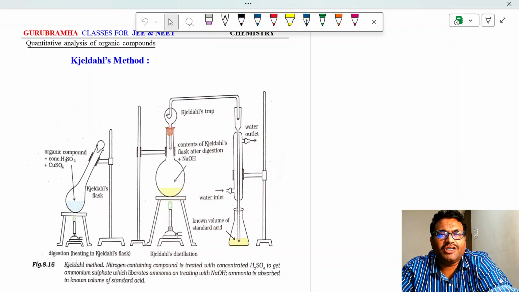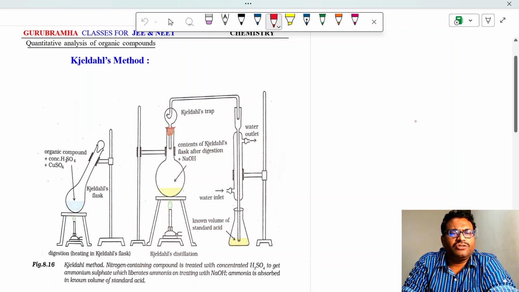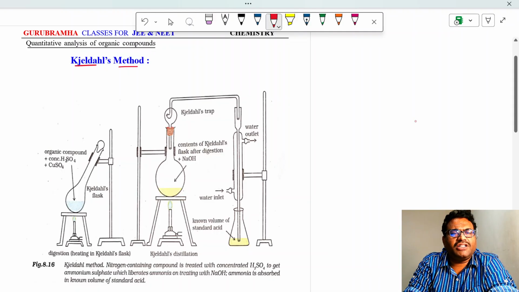We are learning about purification and characterization of organic compounds. Today, in this session, we are going to learn about quantitative analysis of nitrogen. In the quantitative analysis of nitrogen, we have two methods: one is the Dumas method, and the other is the Kjeldahl method. We are discussing the Kjeldahl method. Let's start the session. What is this? Kjeldahl method.